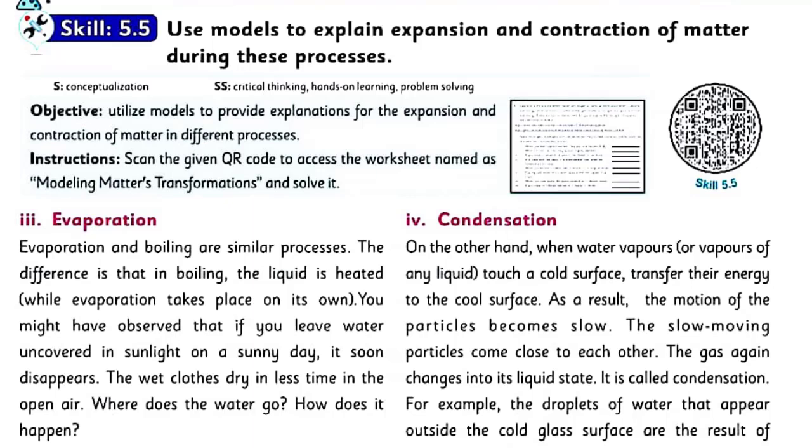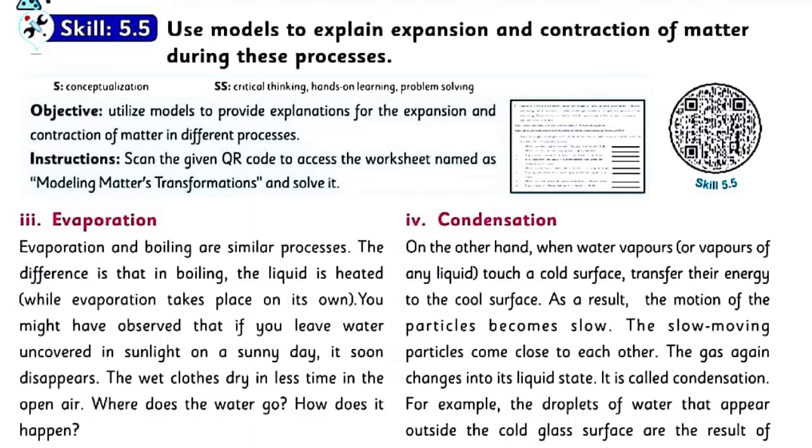Skill 5.5: Use models to explain expansion and contraction of matter during these processes. Conceptualization: critical thinking, hands-on learning, problem-solving. Objective: utilize models to provide explanations for the expansion and contraction of matter in different processes. Instructions: scan the given QR code to access the worksheet named Modeling Matter Transformations and solve it.